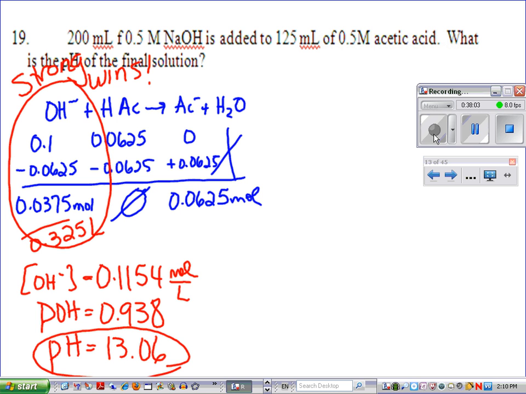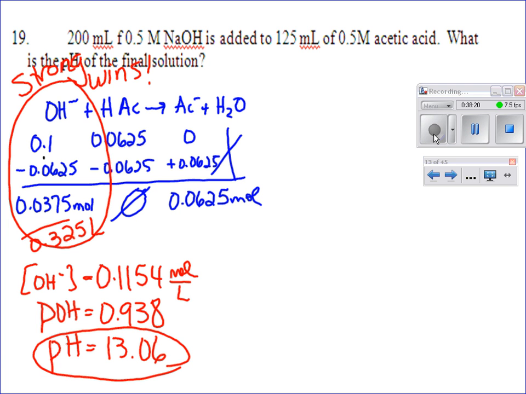All right, here's the answer. Let me talk you through it real quick. We start out, we're invading acetic acid world with an OH, so we make the acetate ion and the water. Our original number of moles of sodium hydroxide is 0.5 times 0.2. That gives us 0.1. Our initial moles of the acetic acid, excuse me, is 0.5 times 0.125. So when we do the subtraction, we're losing 0.0625. We end up having 0.0375 moles of the hydroxide and 0.0625 moles of the acetate.